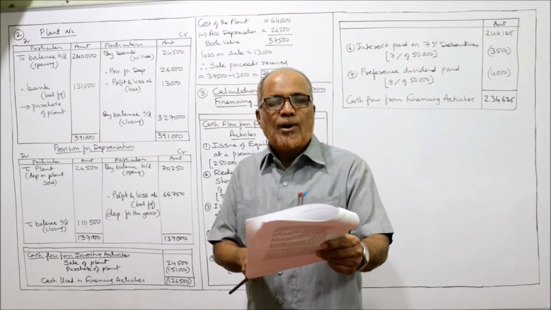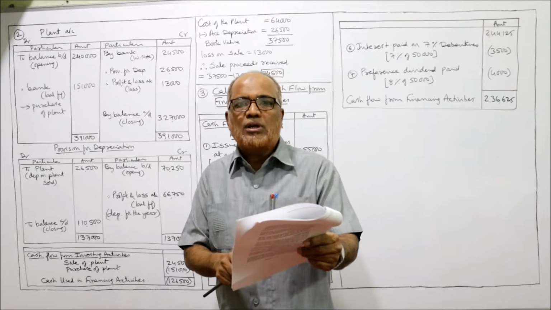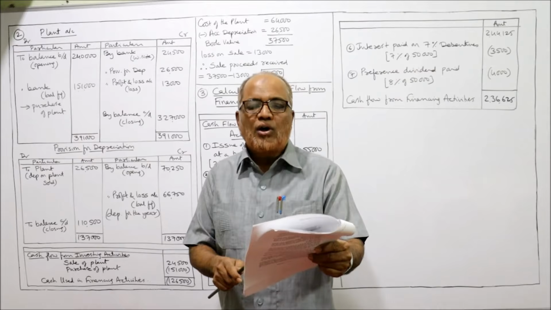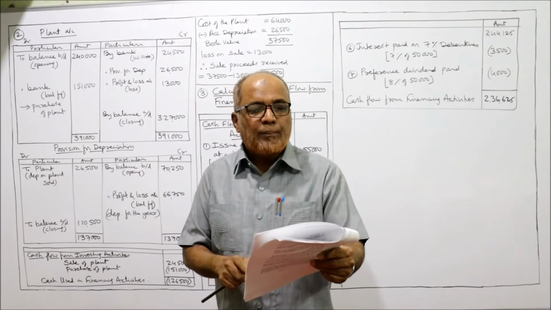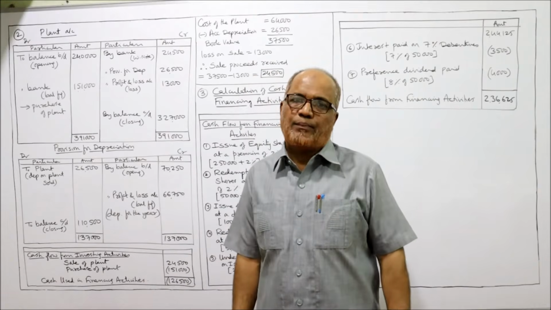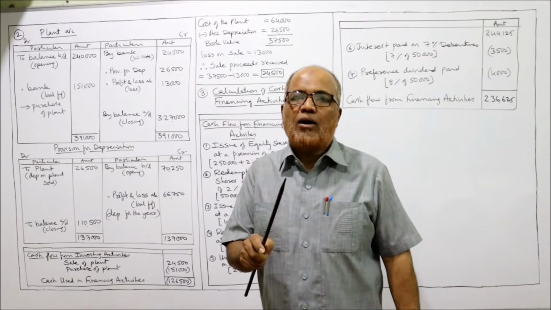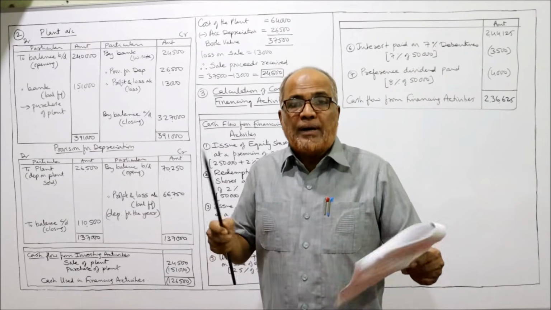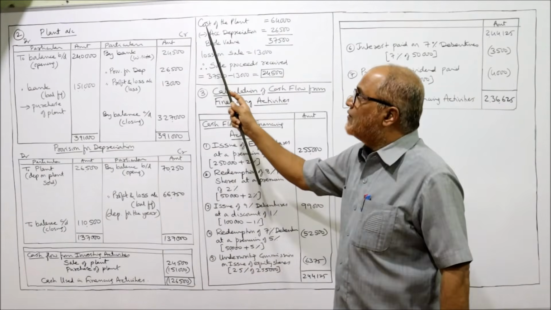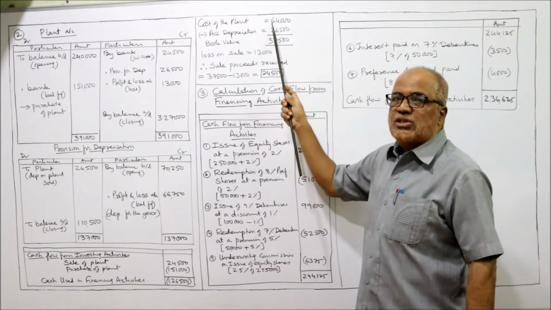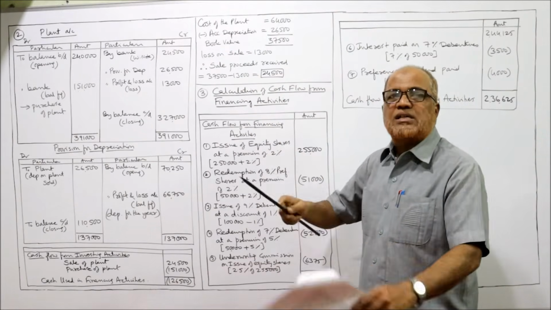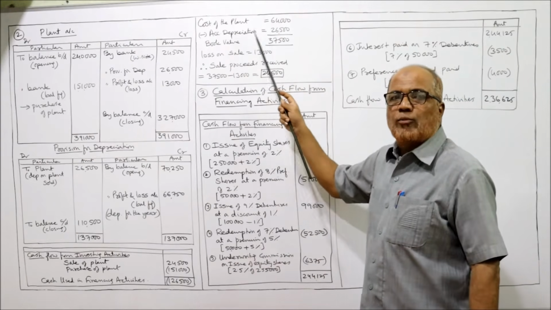Now adjustment. Plant costing 64,000, accumulated depreciation thereon 26,500 was sold for a loss of rupees 13,000. At what price it is sold, it is not given. Sale proceed on sale of plant is not given, but it is saying that the cost of the plant was 64,000. Now see carefully here. The cost of the plant was 64,000. Accumulated depreciation thereon was 26,500. This is the accumulated depreciation.